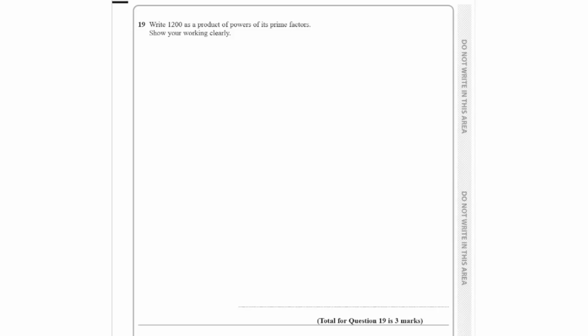Write 1200 as a product of powers of its prime factors. Show your working. Now, first off, that means we have to make a product tree. What does this mean? We have to find two values that, when multiplied, equal 1200. And first off, I can see that it's 600 times 2.